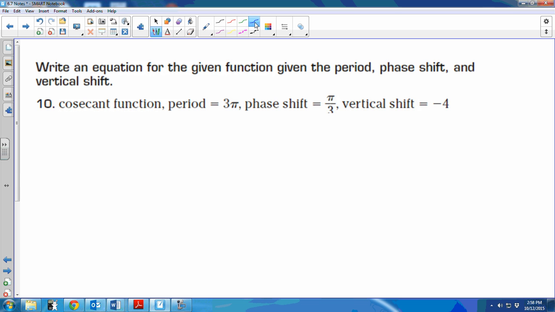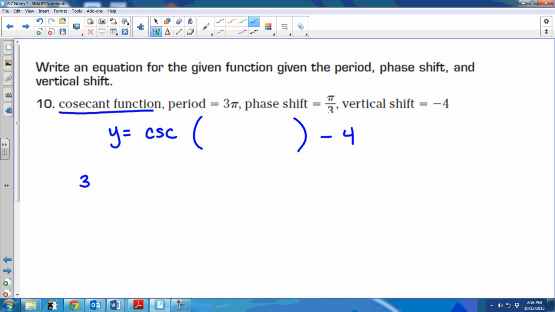The second part of this is writing the equations. Because cosecant and secant are based on sine and cosine, writing the equations is no different than writing the equations for sine or cosine. Right? We use the same ideas. 2 pi over k equals the period. Phase shift is c over k. So it says a cosecant function with a period of 3 pi, a phase shift of pi over 3, and a vertical shift of -4. So right now I know I have the equation y equals cosecant of some things minus 4, right?